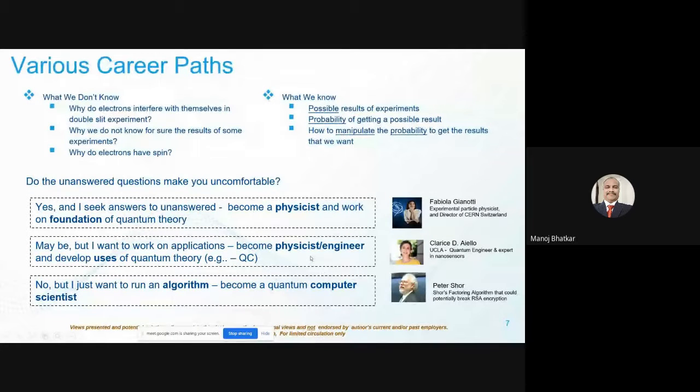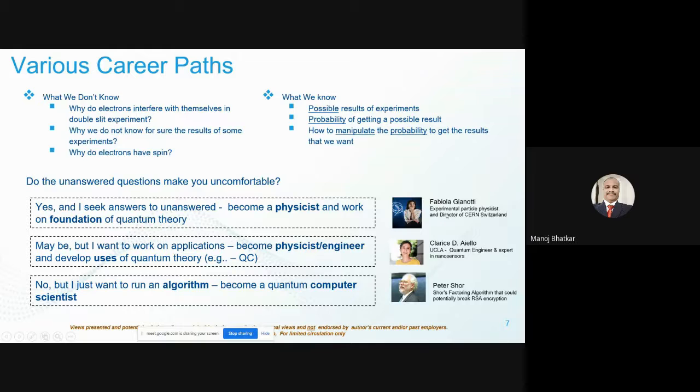As you can see, you typically have various career paths. What can you do in quantum computing today, right? If you think that you want answers to all the questions unanswered, preferably you will be a physicist or doing some foundation R&D work in quantum theory.